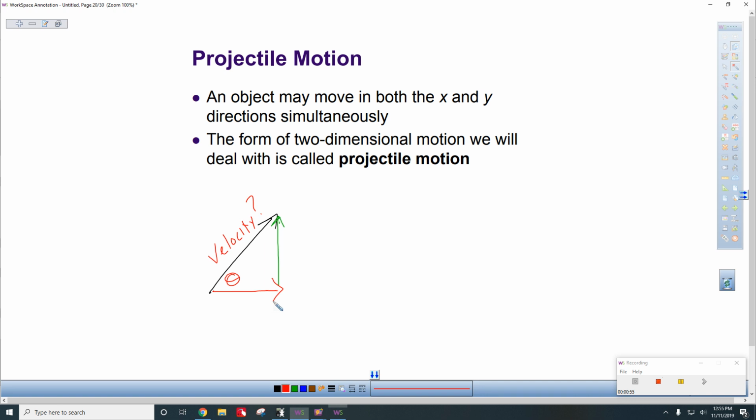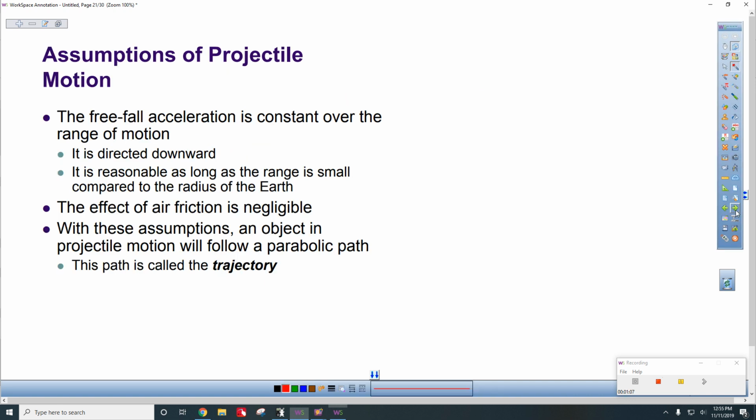I'm just kind of going through this PDF. The PDF is linked to Schoology.